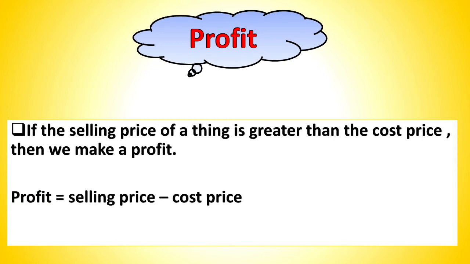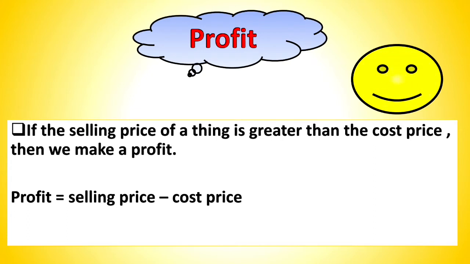So your formula for the profit is selling price minus cost price. For example, the selling price for the pen was 12 and the cost price was 10. So 12 minus 10 is how much, student? 2. So here you made a profit of rupees 2. And when we make a profit, then we are happy.